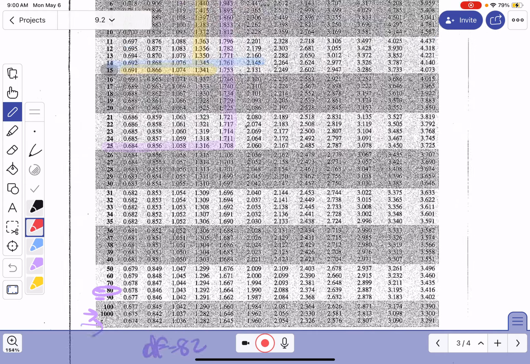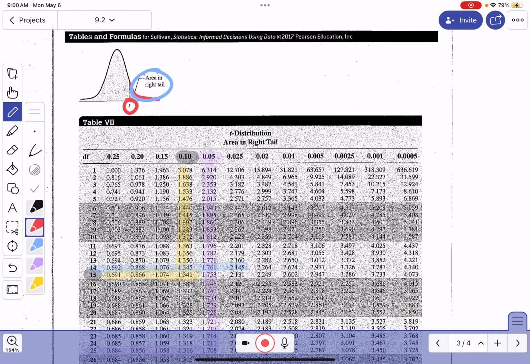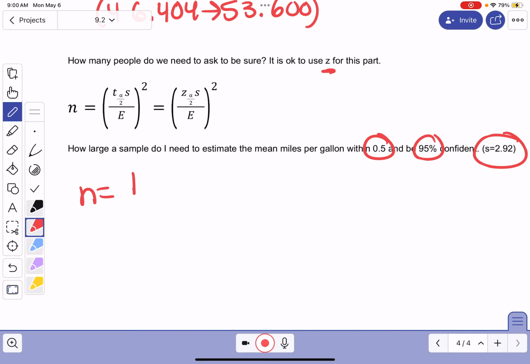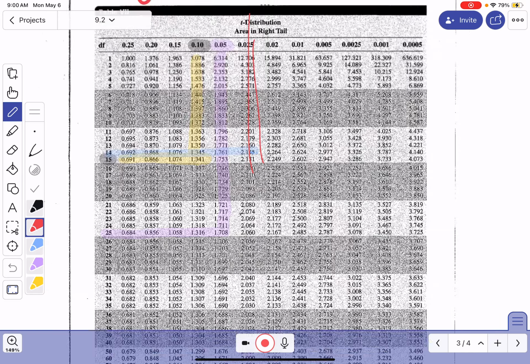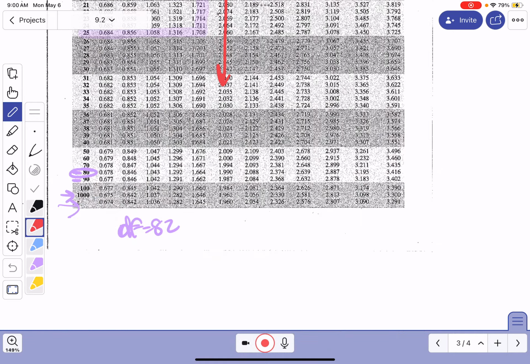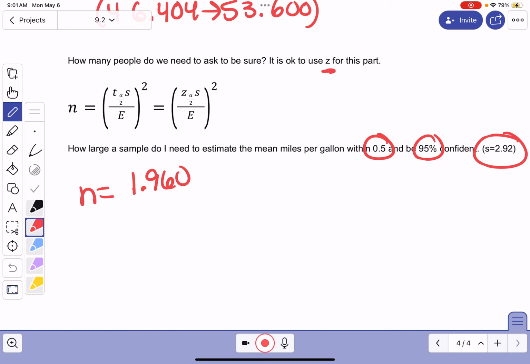or here, so 95% confident is 0.025, so 1.960. So again, that 5%, if I divided 5 by 2, I'd have 2.5%. And then we go all the way down to the Z, 1.960. That's where I got that number. Then we want it to be within 0.5, and our standard deviation is 2.92.